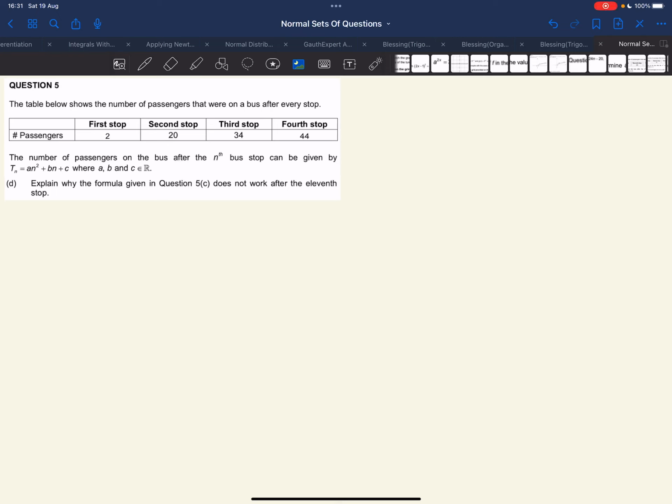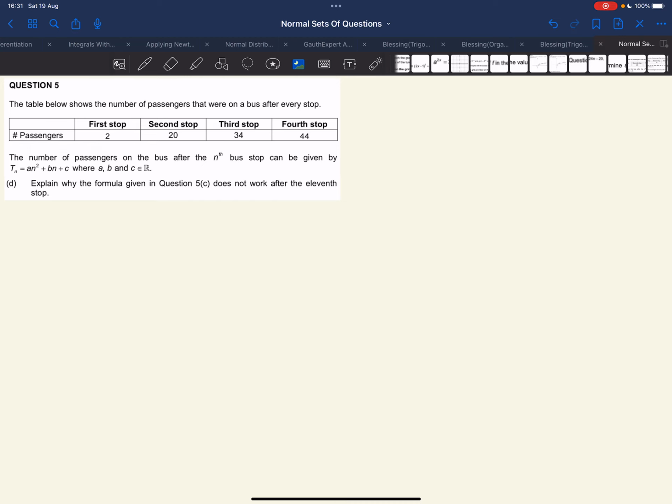Okay, right. Now we're dealing with question D. In question D, they say, explain why the formula given in question 5C does not work after the 11th stop. Now remember, when we are dealing with stops or passengers, we are dealing with live things. So we can't have negative numbers, basically. We can't have a negative number of passengers or a negative number of stops. We have to continue to have a positive number of stops or positive number of passengers.